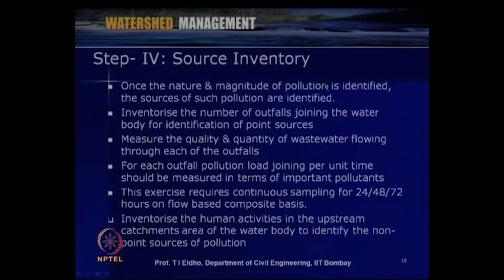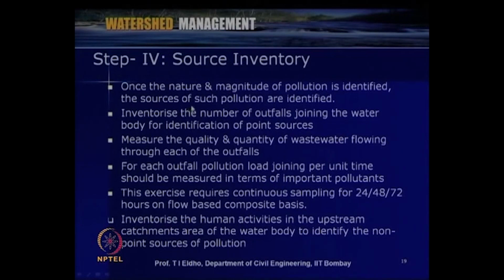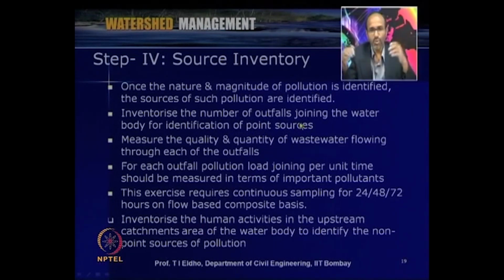Now step number 4 is related to the source inventory. Once the nature and magnitude of pollution is identified, the sources of such pollution are identified. Then in the inventory we have to make an inventory of the number of outfalls joining the water body for identification of point sources. So from where this pollution is coming, how the movement is taking place, all this we have to identify. So the source inventory should be there.